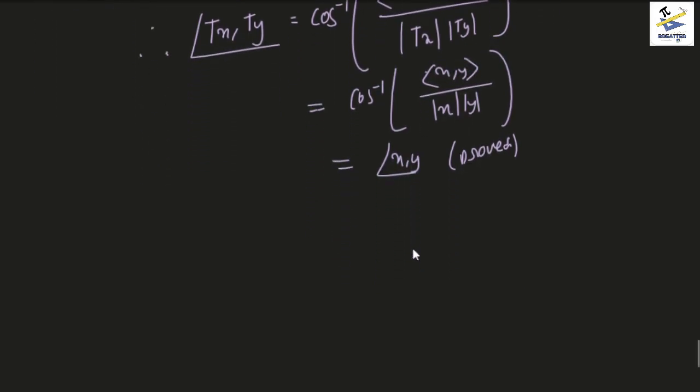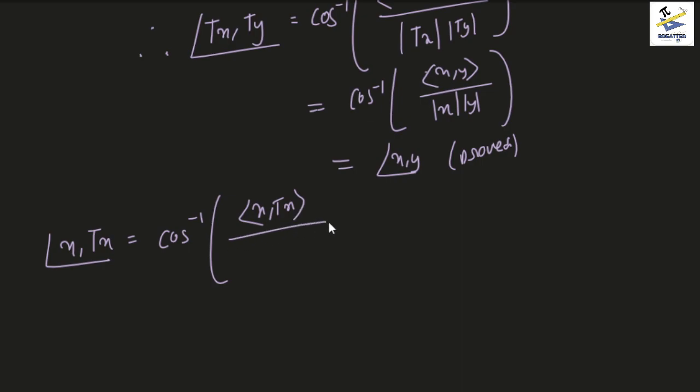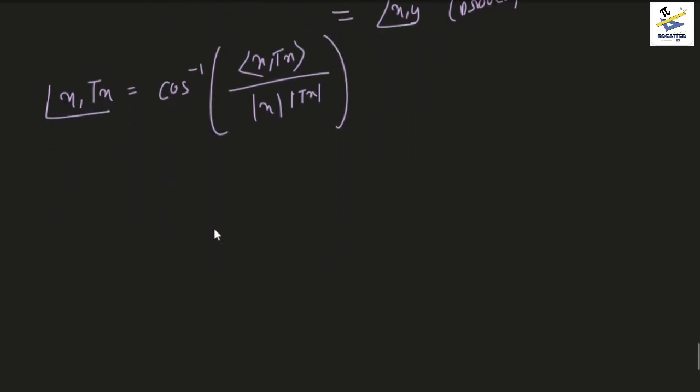So this part is proved, and we need to prove one more part, which is that the angle between x and Tx is theta. We know that the angle between x and Tx is given by cos inverse of the inner product between x and Tx divided by norm of x and norm of Tx. So let us first find the inner product between x and Tx.